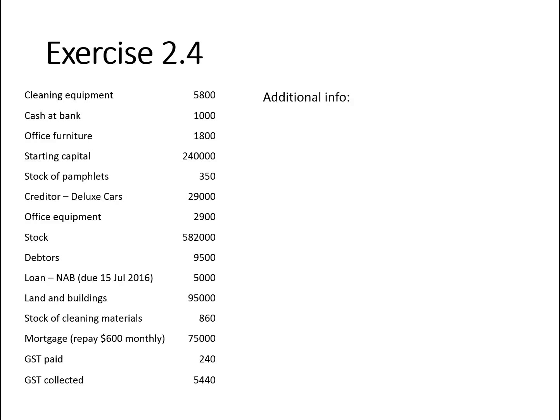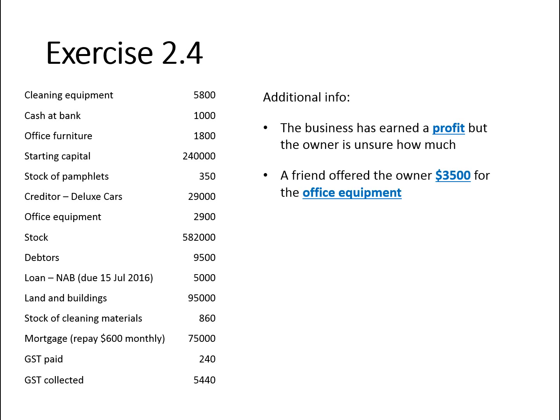2.4 is going to expand on our ability to do a balance sheet with a list of items given, but also some additional information. The additional information we've been given in this question is that the business has earned a profit, but the owner is unsure how much. Secondly, a friend has offered the owner $3,500 for the office equipment. We can see that the office equipment here is listed at $2,900 and we've had an offer of $3,500.